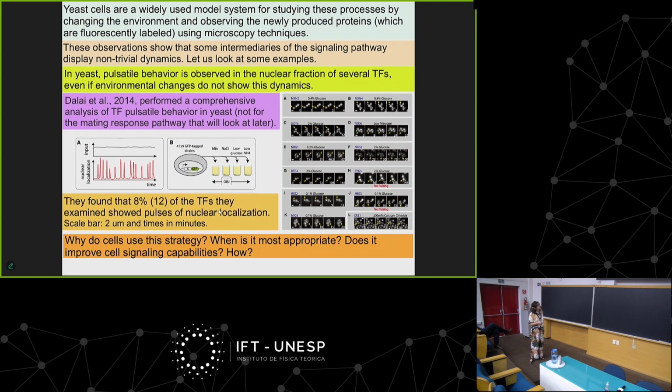And now why do cells use this strategy? And when is it most appropriate? Because as I told you, it's not always the case that there is this non-trivial dynamics. And does this improve the cell signaling capabilities? We might think that you're going digital, no? You have pulses and maybe it's more resilient to noise. Anyway, that was a question that motivated our work.